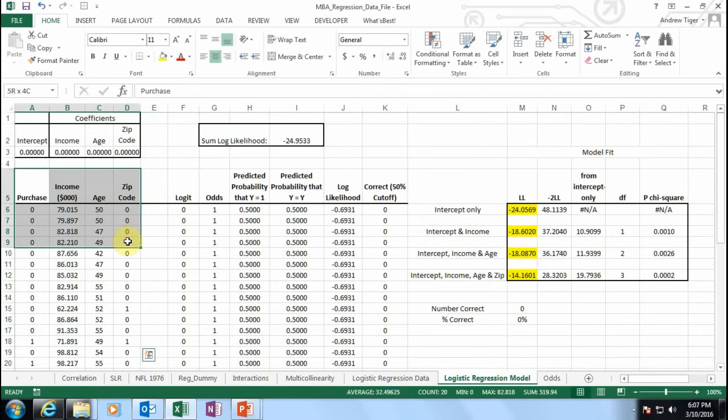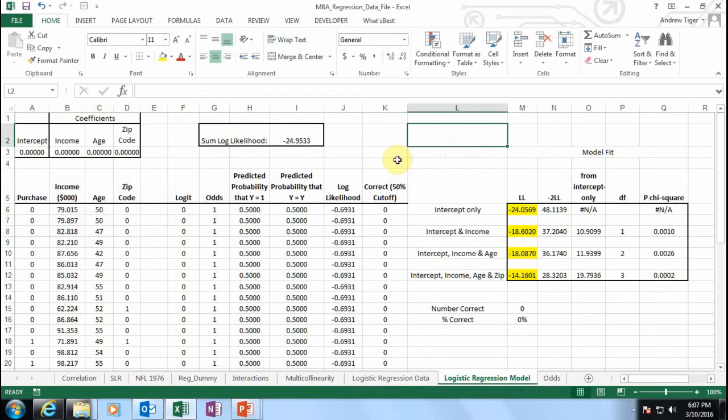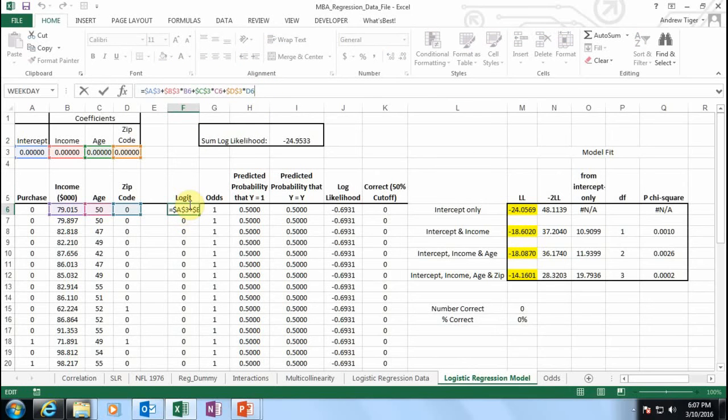So what did we do to build a logistic regression model in Excel? The first thing we did was calculate our logit. So look how this works. It's pretty easy. I would say it's a sum product, but it's the intercept plus the coefficient of income multiplied times income plus the coefficient of age multiplied by the age for a particular record, and then the coefficient of the zip code times the zip code. So that's what you get with that, and that's called the logit.